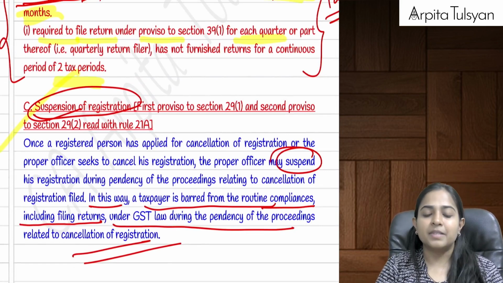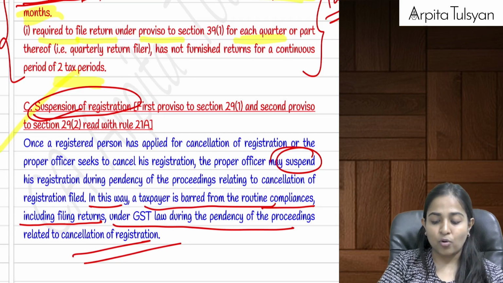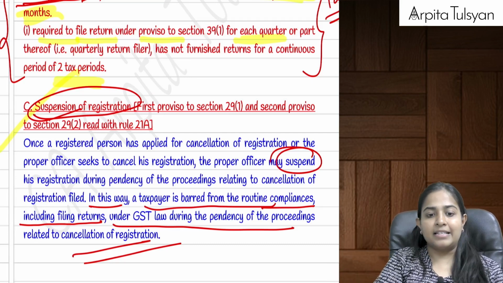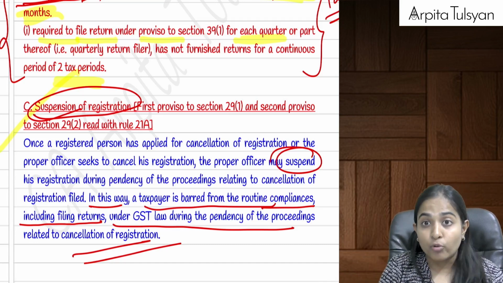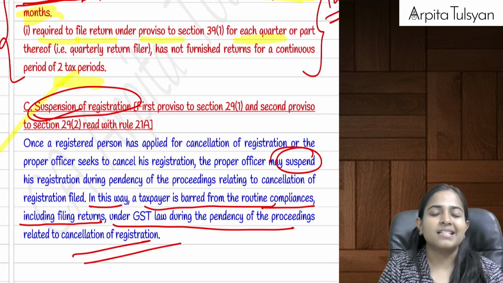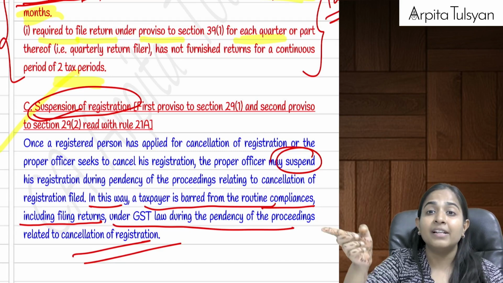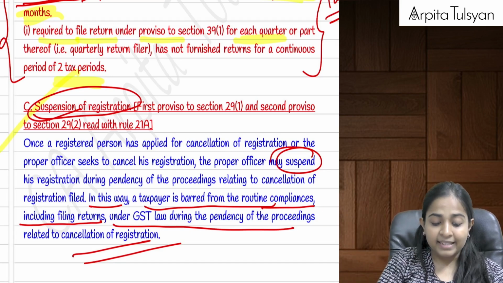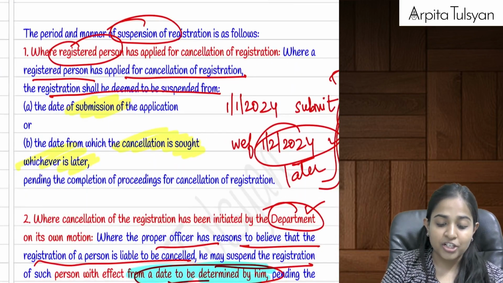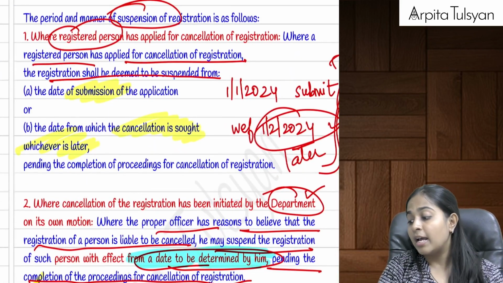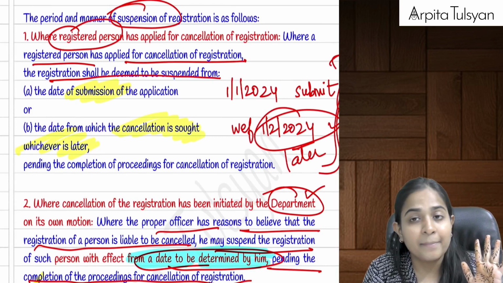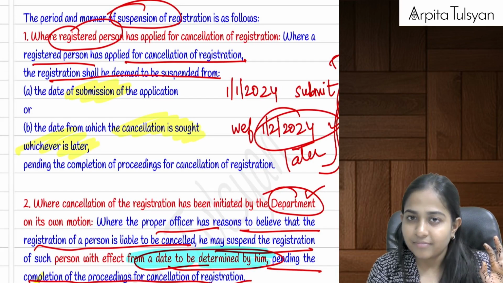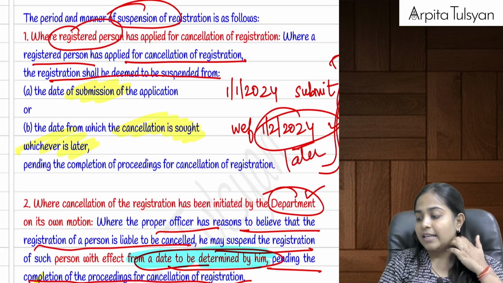But sometimes it can so happen that the proper officer, instead of cancelling the registration, if there are some other proceedings going on against you, cannot cancel your registration immediately, then it will suspend your registration. And during this period of suspension, I cannot make a taxable supply, which means I cannot issue tax invoices and I cannot file my returns. Are you understanding this? Yes.